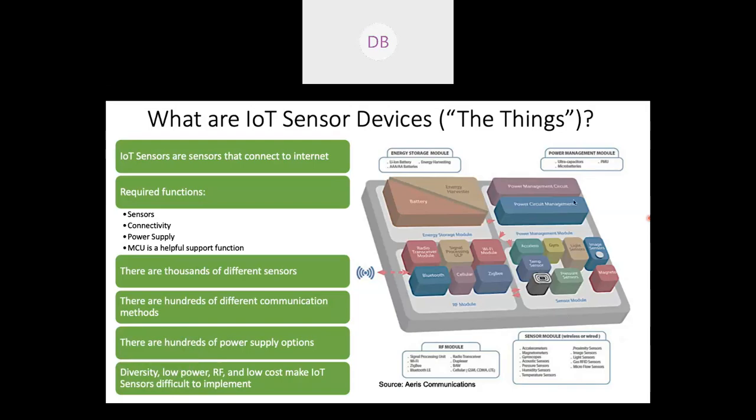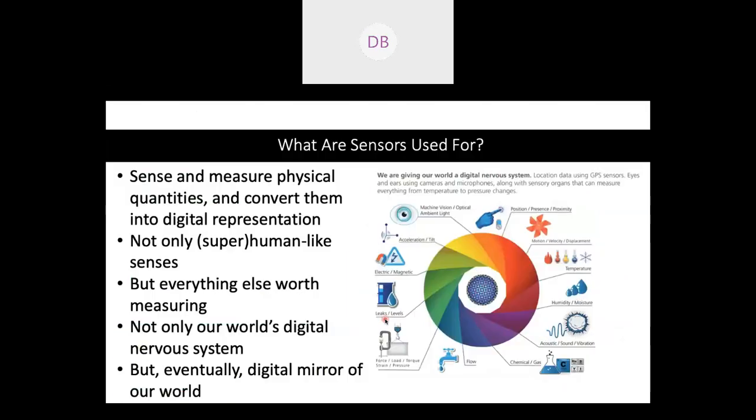So what are sensors used for? This is what primarily we should be knowing. As I was telling you, we are giving our world a digital nervous system. The human body is what is being mimicked in the whole world. Today we are talking about artificial intelligence, machine learning, and putting all these things into the Internet of Things.